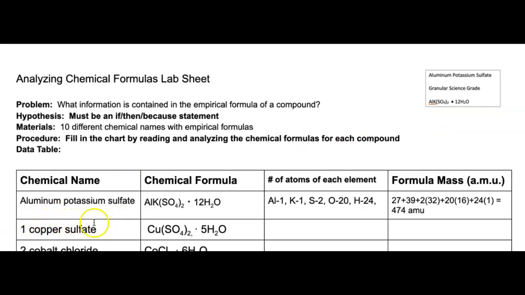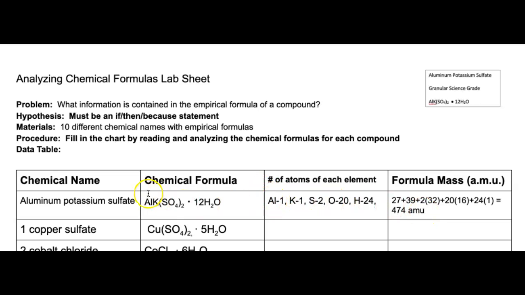Now, aluminum potassium sulfate has this little dot. What this says is that if I take this compound, the aluminum potassium sulfate, and add it to 12 containers of water, like 12 units of water, maybe it's 12 cups, 12 gallons, whatever the unit is, then this is what the mass is for the aluminum potassium sulfate.